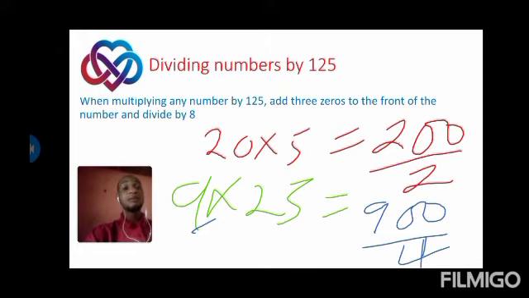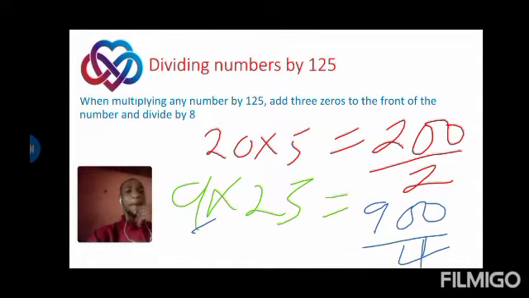So please practice, go back to the previous videos and watch. Multiplying a number by 5 is adding a single 0 to the back of the number and dividing it by 2. While multiplying numbers by 25, you add 2 zeros to the back of the number and divide it by 4. So today we are looking at multiplying numbers by 125.